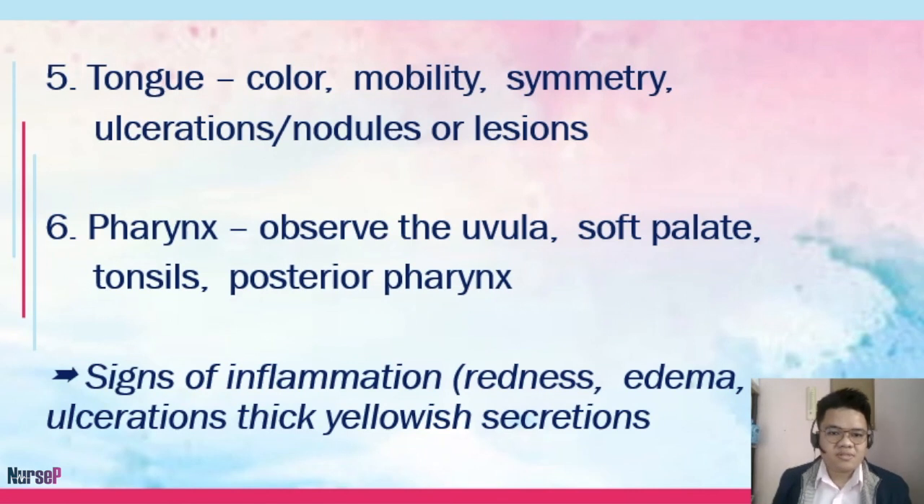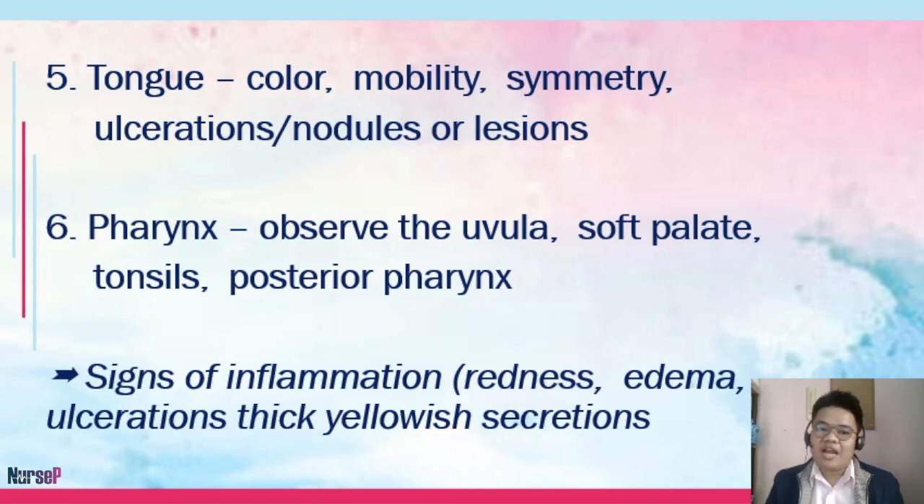We also assess the color of the tongue, its mobility, and symmetry. We also check for the presence of ulcerations and nodules or lesions. Class, ulcerations in the tongue usually lead to imbalanced nutrition less than body requirements because this will be very painful on the part of the patient.